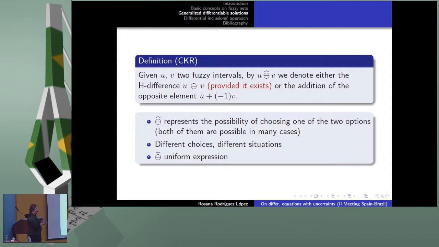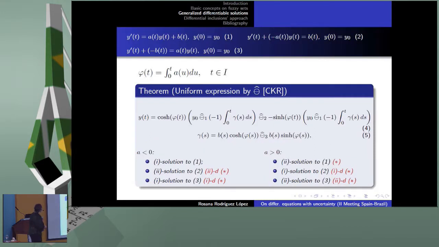To unify in a convincing way the different expressions obtained, we have used this notation. We have used a hat difference, which can sometimes be the age difference and other times the addition of the opposite. Assuming this notation, we can obtain a general expression for the solutions to linear problems, which is of this type.